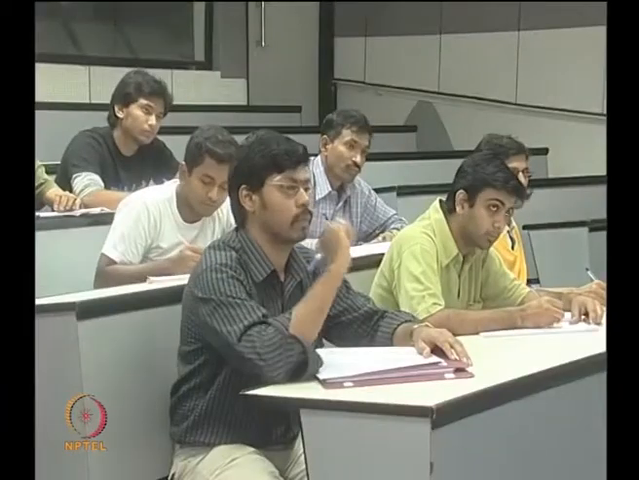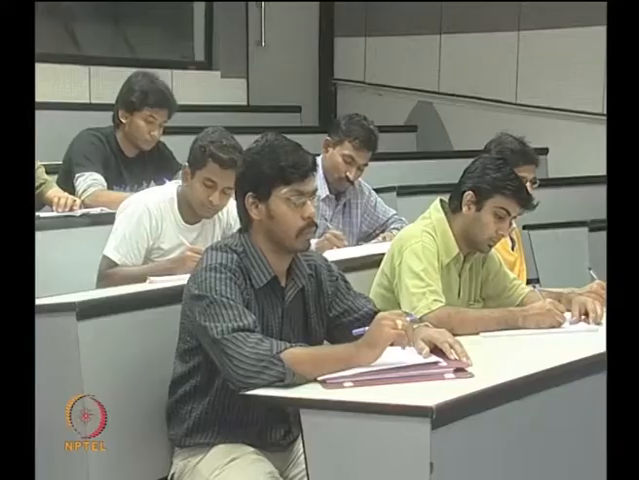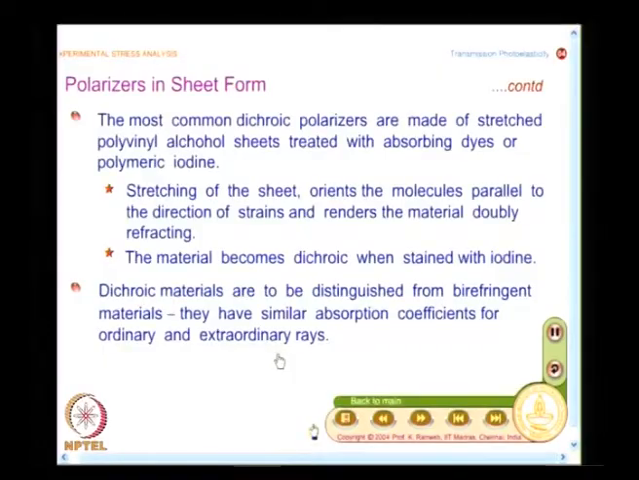See, for you to do photoelasticity, you need birefringent material, and in birefringent material the absorption coefficient is the same for the ordinary and extraordinary ray. But for polarized sheets, you have dichroic material, which absorbs one of the rays completely and allows the other ray unhindered, and you are able to see. And you should also see a very subtle point here.